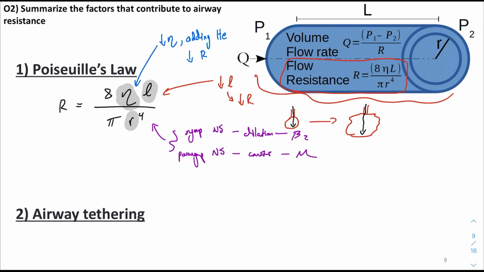So typically, I don't know if there's ever a case you'd really want to constrict an airway intentionally, but if you did, you can activate those muscarinic receptors. And then in the world where you want to dilate, you'd either inhibit the muscarinic receptors or you would activate the beta 2 receptors.